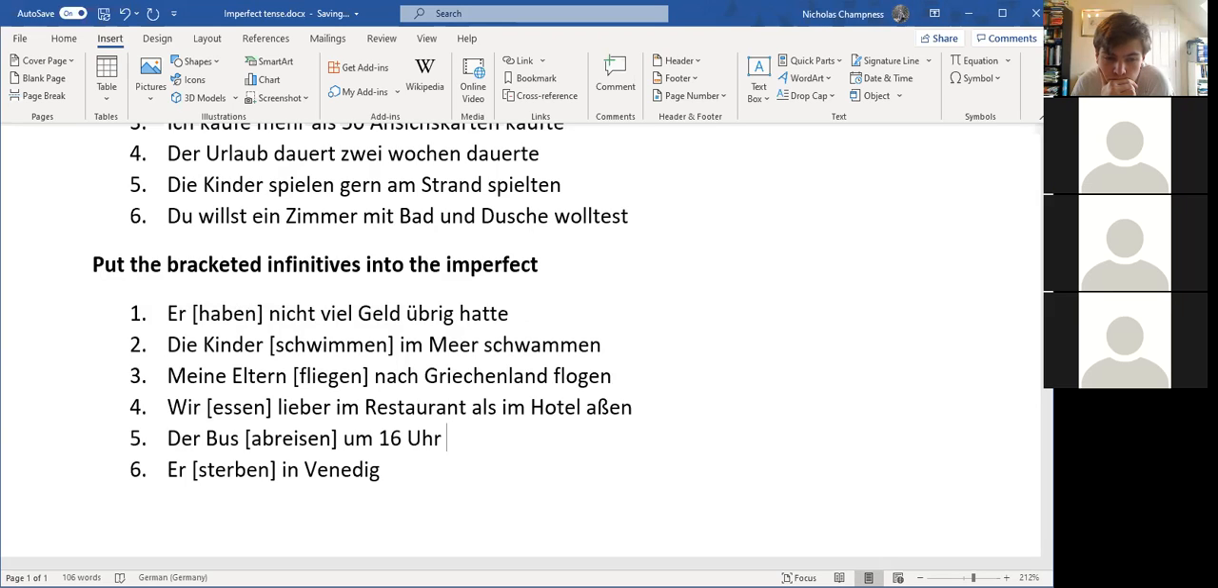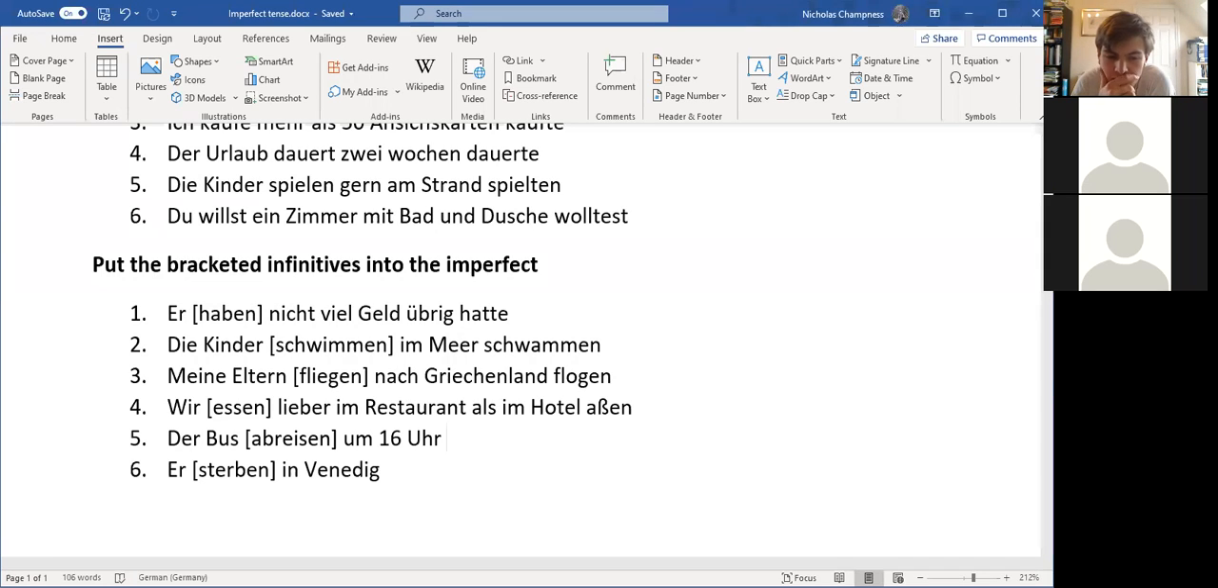Der Bus riss 16 Uhr ab. You're correct in that you used the separable bit correctly. But your past participle was just written. So your verb rather. Reiste. Oh, okay.